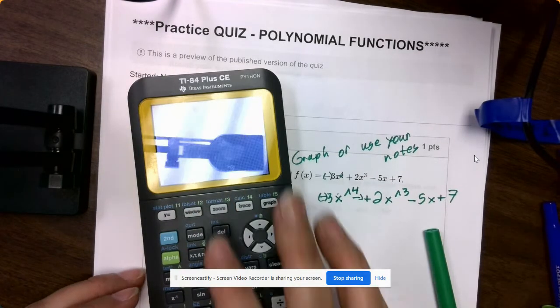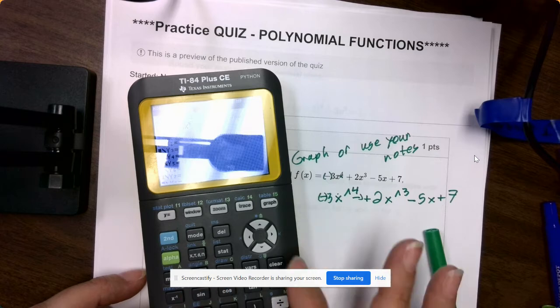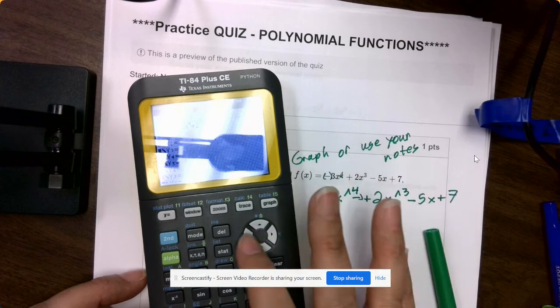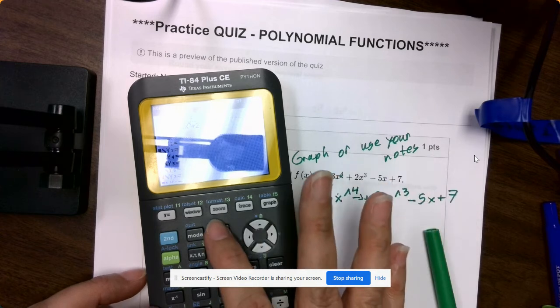So I'm going to turn them on. I'm going to go graph. I'm going to go negative 3x raised to the fourth power. Scroll right, plus 2x raised to the third power minus 5x plus 7. And everybody, I did not scroll right, as you see that, so it put everything here on top.